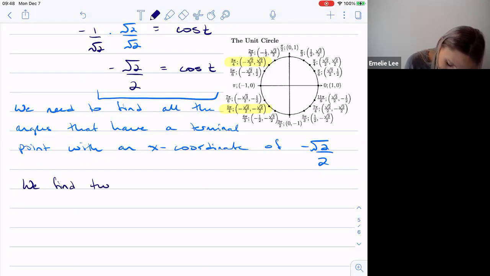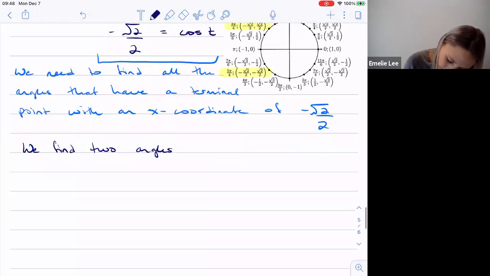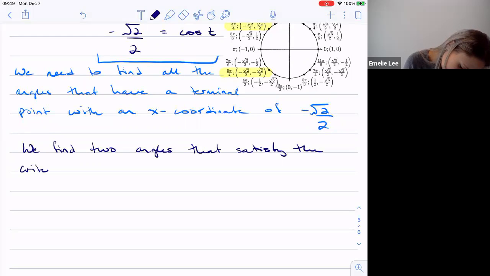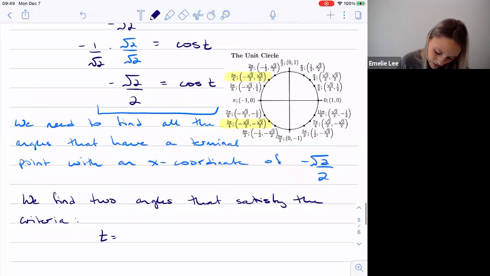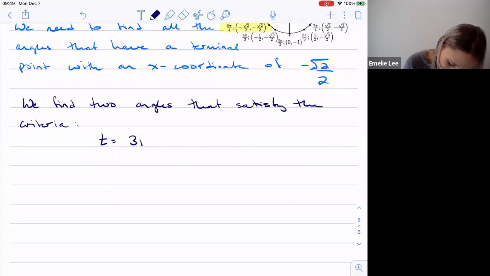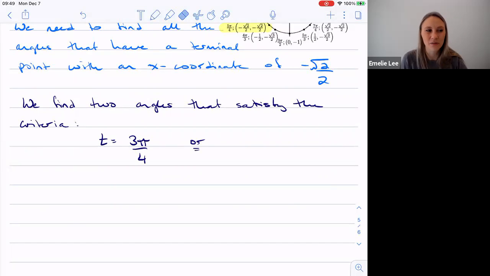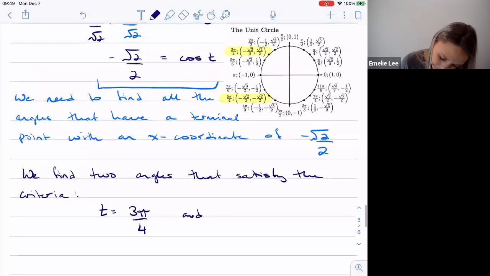We find 2 angles that satisfy the criteria, because we just listed it above. So a t of 3 pi over 4, or I should say and, because both of them satisfy the criteria, and 5 pi over 4.